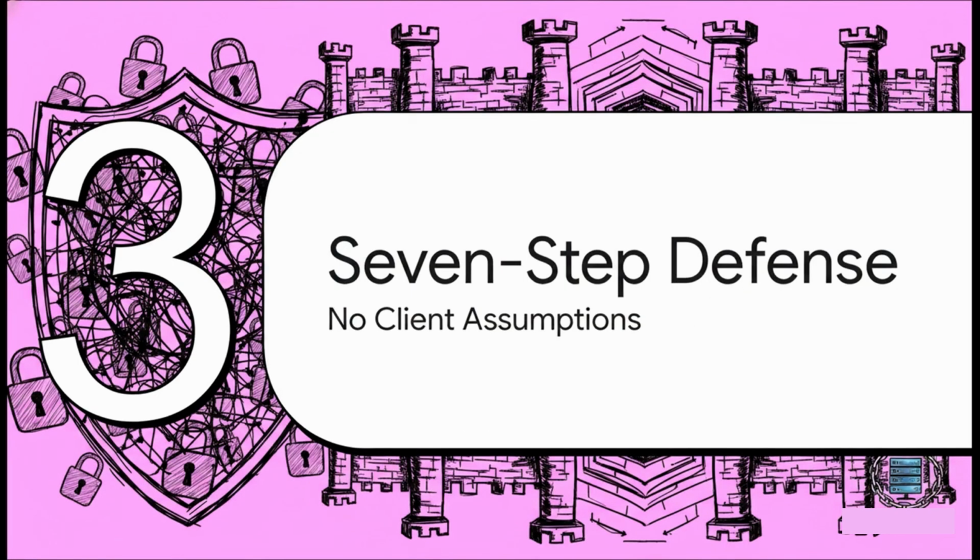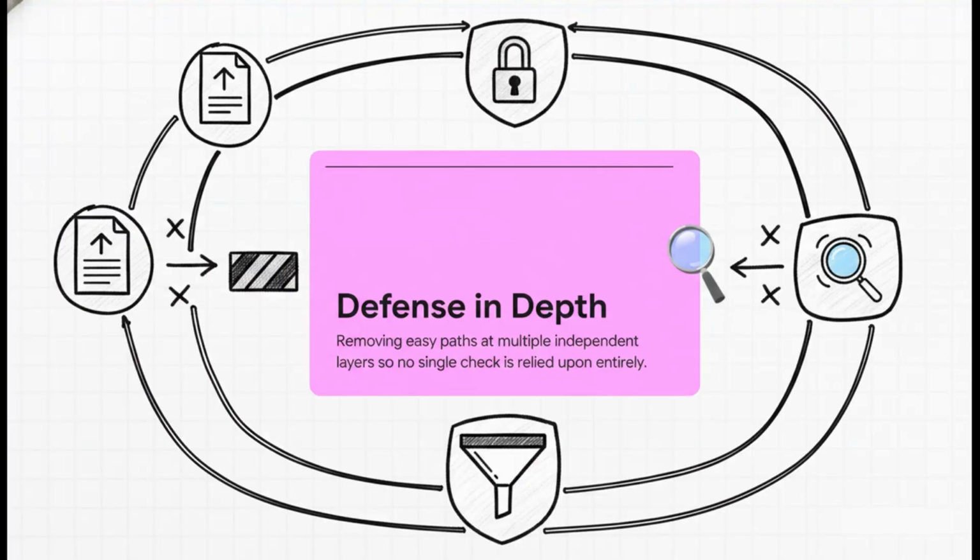Since we obviously can't trust the client, let's jump into Section 3, the 7-step defense. Let's strip away those client assumptions entirely. To survive this, we need to adopt the philosophy of defense in depth. A determined attacker is not just going to knock on the front door. They're going to pick at every single window and lock they can find. There is no silver bullet here. By layering multiple completely independent checks, we systematically remove the easy paths at every single level, so we aren't relying on just one point of failure.